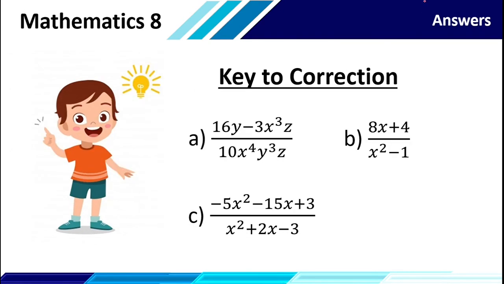Here are the answer keys for the exercises. For letter A, we have 16y minus 3x cubed z all over 10x raised to the 4th power y cubed z. For letter B, we have 8x plus 4 all over x squared minus 1. And for letter C, we have negative 5x squared minus 15x plus 3 all over x squared plus 2x minus 3.